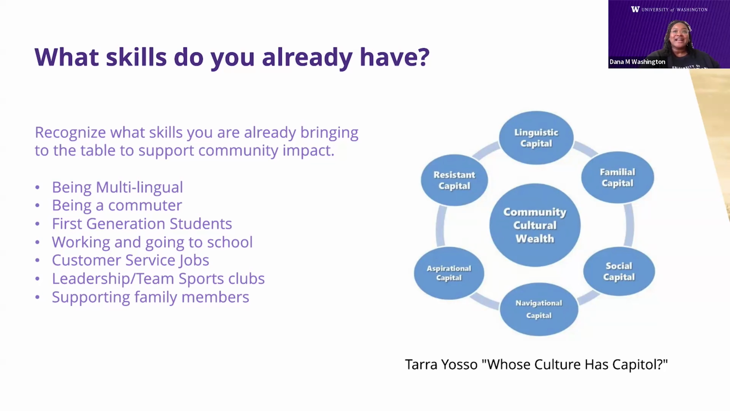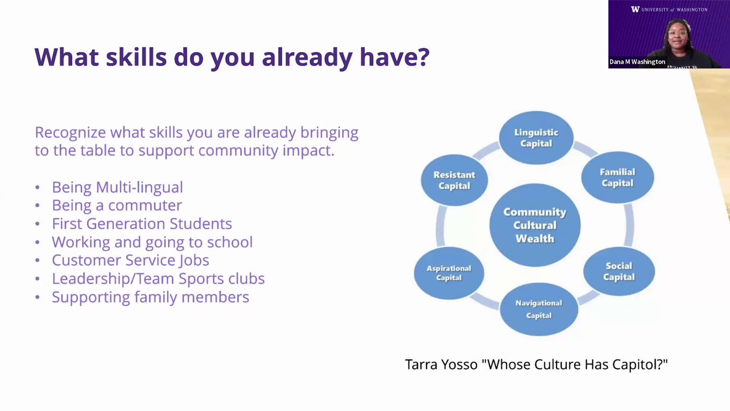So there are 6 different ways that you might have some capital: linguistic capital, familial capital, social capital, navigational capital, aspirational capital, and resistant capital. So when thinking about your own personal life experience, we like to point out a few that would be good for you in your community engaged learning project.